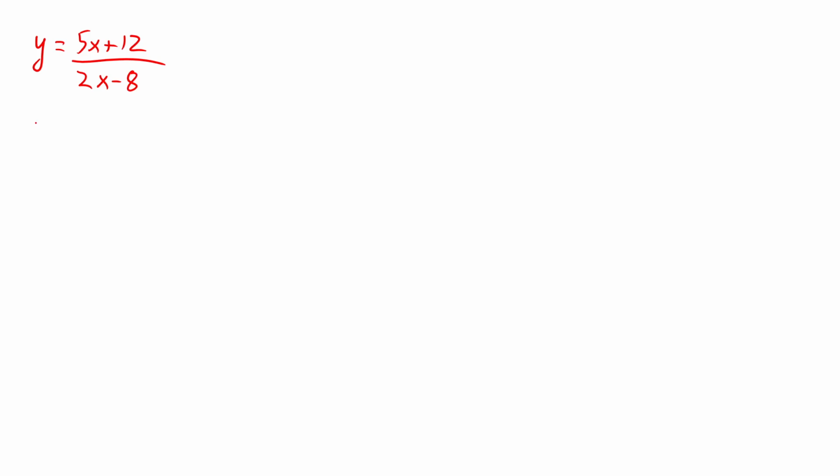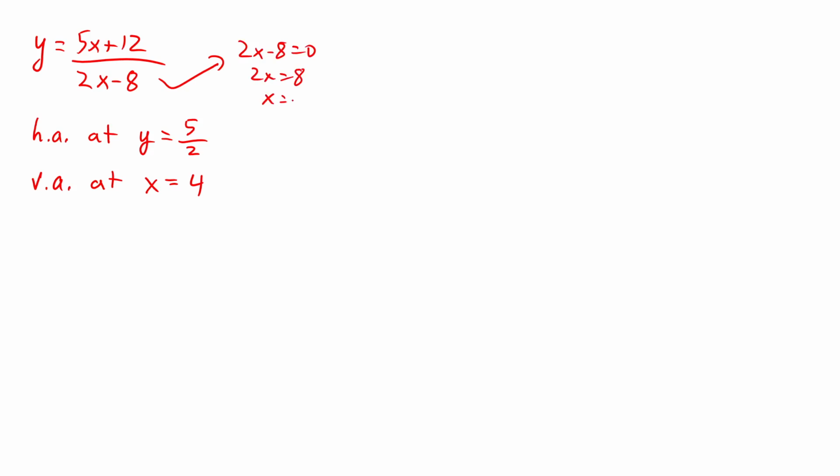So we see that we've got a horizontal asymptote at y equals 5 over 2, degree 1 over degree 1 after simplifying, lead coefficient over lead coefficient. And we've got a vertical asymptote at x equals 4. And that's because when we set 2x minus 8 equal to 0, we ultimately get x equal to 4.